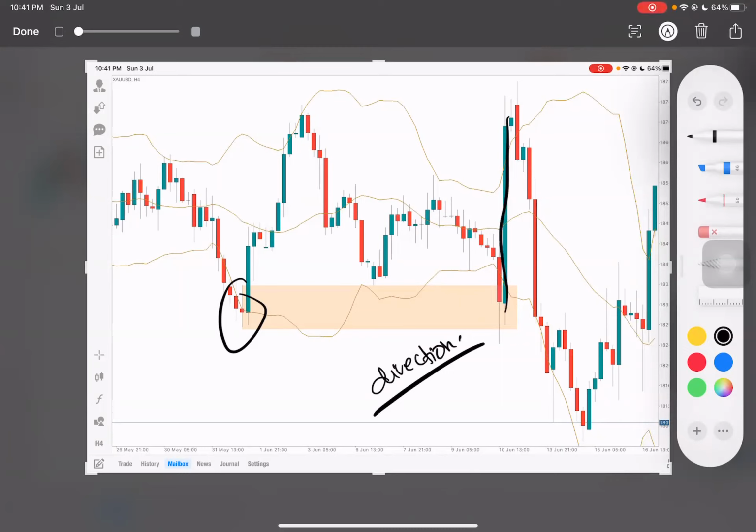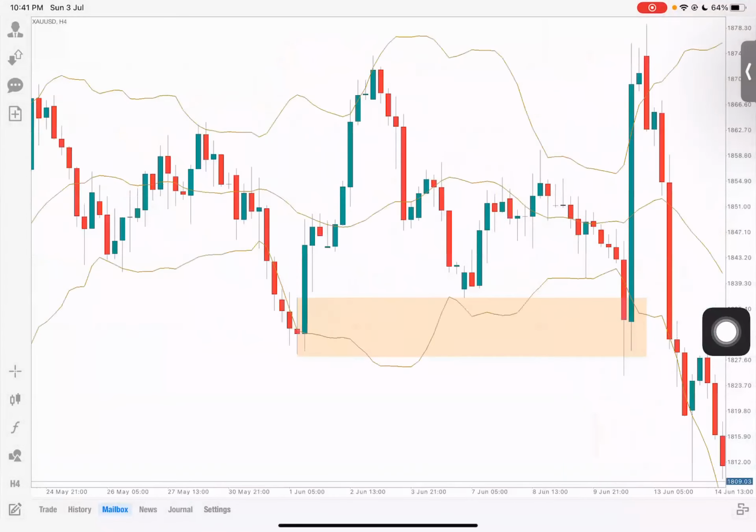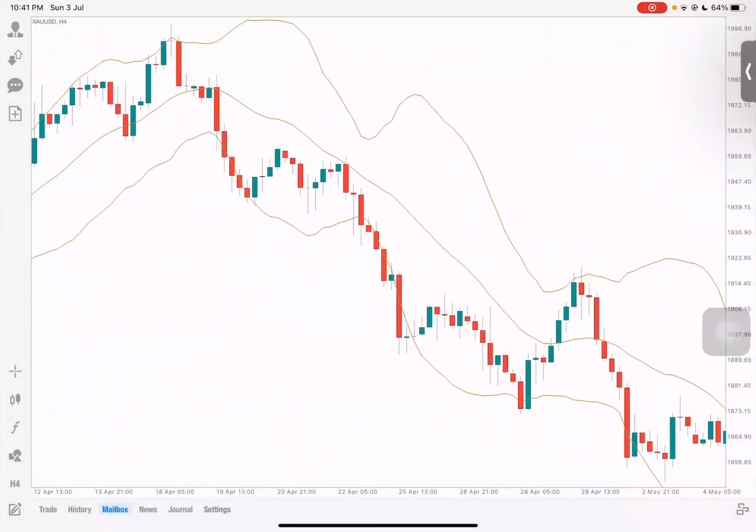So that's why I say sometimes price will follow BB, sometimes price will not. This is an example that price will not follow the BB. I'm going to show you another example that price really follows the BB. The price will be really momentum.